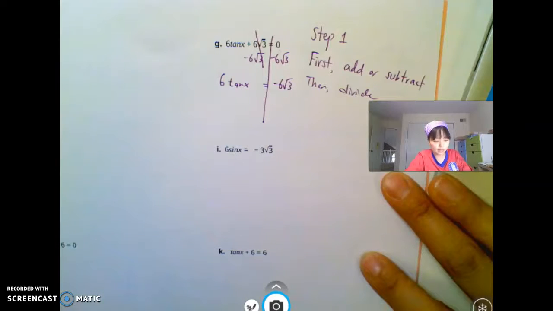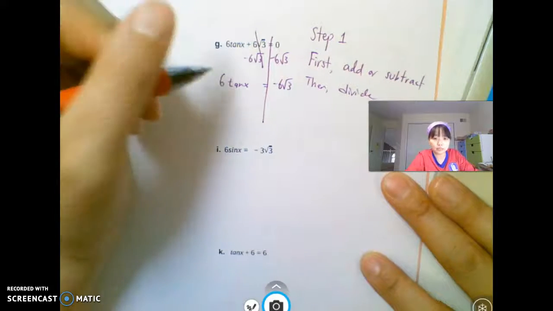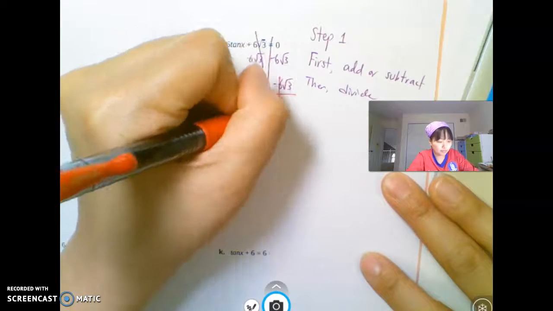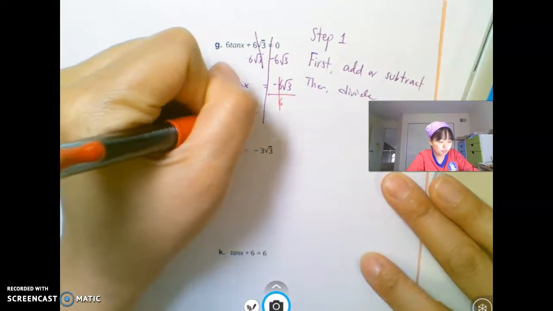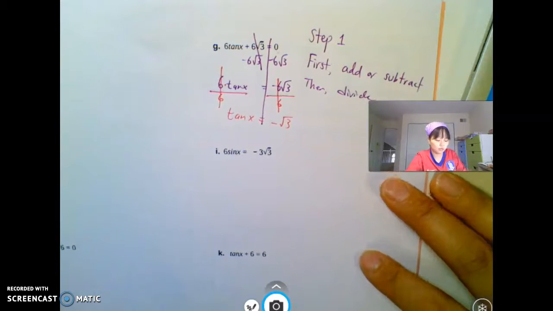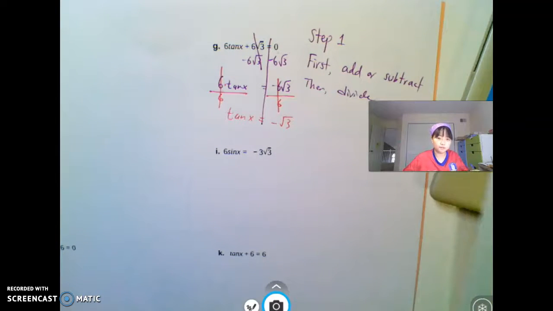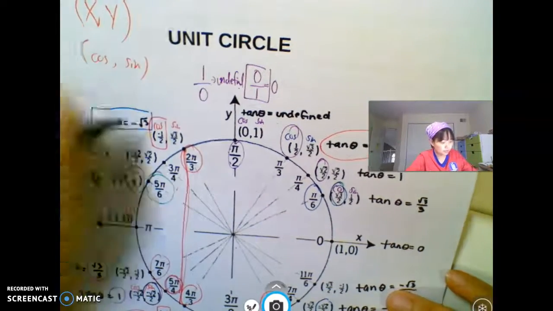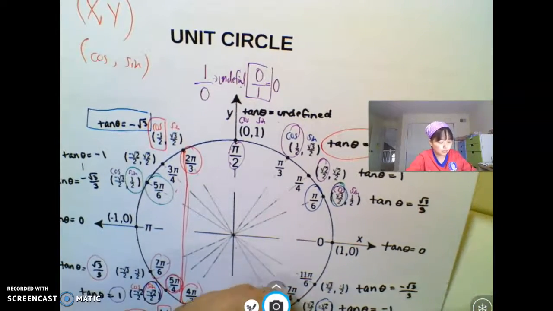Now, next part, is there something to divide? Yes, that's 6. Divided by 6, that's gone. So you actually have tangent x is negative root 3. So then you go back to your circle, tangent is negative root 3. There, tangent is negative root 3, and then tangent is negative root 3.